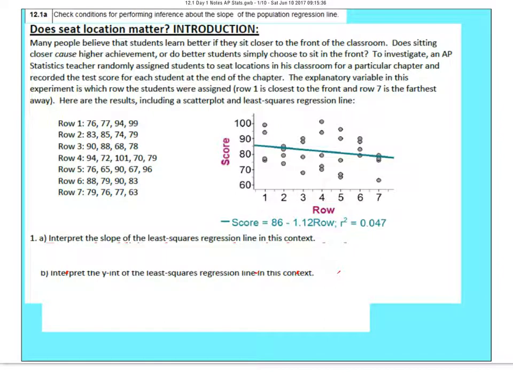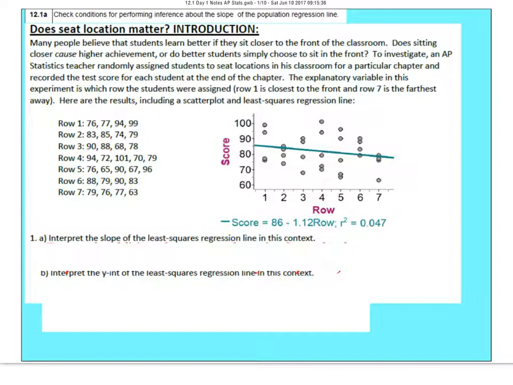To investigate, an AP Stats teacher randomly assigned students to seat locations in his classroom for a particular chapter and recorded the test scores for each student at the end of the chapter. The explanatory variable in this experiment is which row the students were assigned, row 1 the closest to the front and row 7 the furthest away. Here are the results, including a scatter plot and least squares regression line.